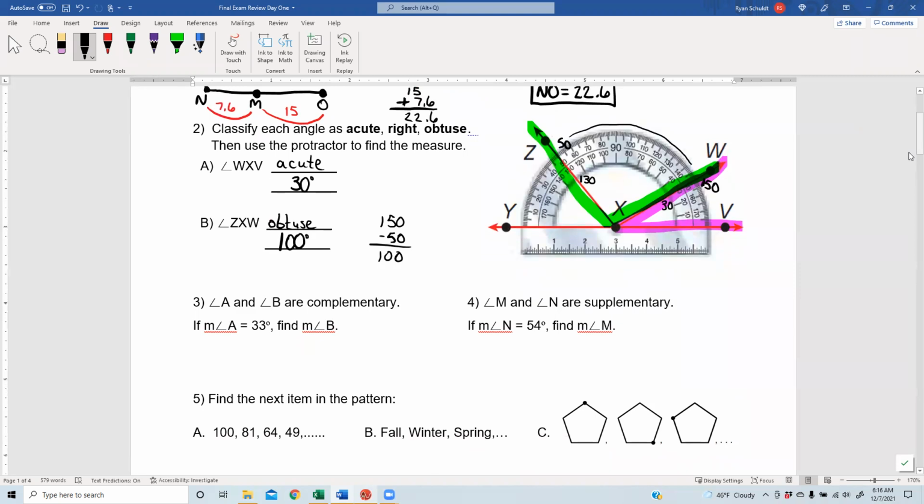Three says angle A and angle B are complementary. Complementary means they add to equal 90. If angle A is 33 degrees, find angle B. Together they're 90. One of them we know is 33. Subtract them. 90 minus 33 gets you 57 degrees. So the measure of angle B is equal to 57 degrees.